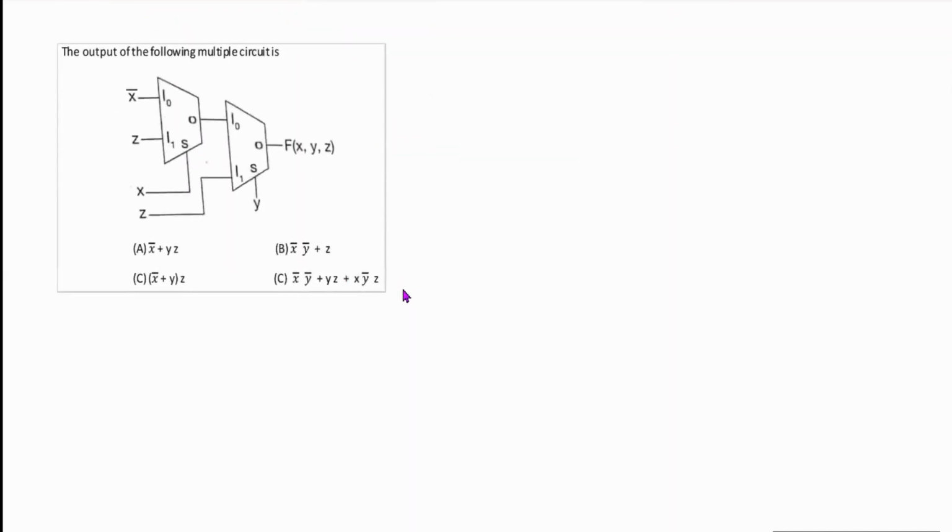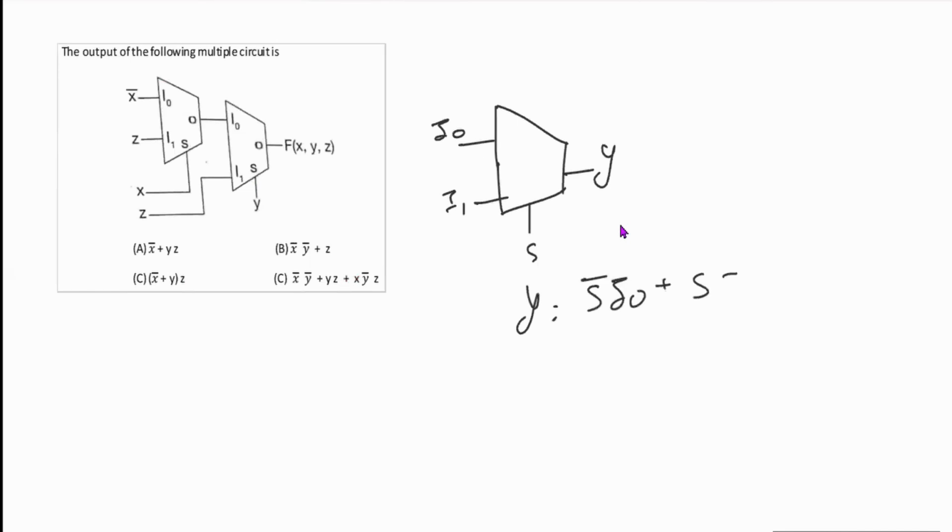Let's go to the next question, and in this question I'm using multiplexers. So I'm using two multiplexers. This is one, this is another multiplexer, and here I need to find out this function f. You know that a 2:1 multiplexer has a single select line and two inputs, suppose I0 and I1 are my inputs and this is my y. So I am writing my function y as s bar into I0 plus s into I1. The same thing I will implement here.